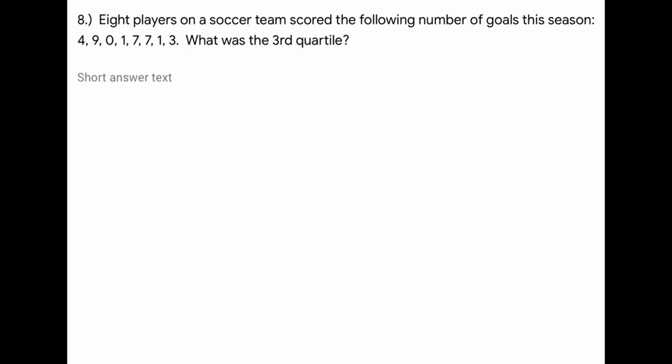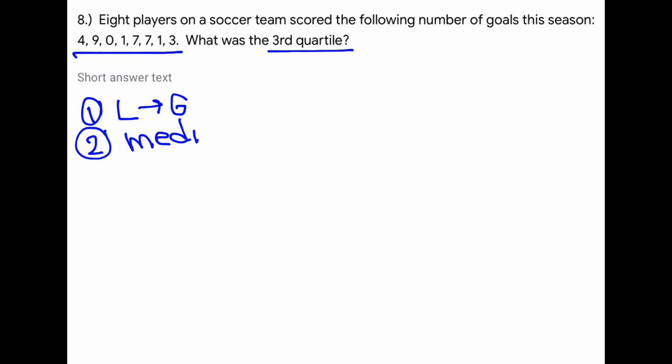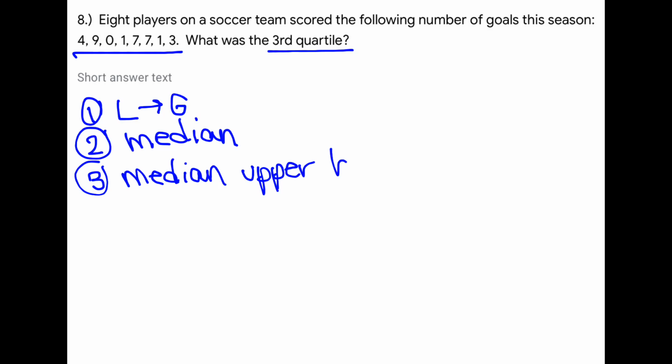8 players on a soccer team scored the following number of goals this season. Same set of data. Here's our goals. Now they want to know the third quartile. So we are ordering, once again, from least to greatest, which you should already have done. You only need to do it once to find out all this information. And in your last problem, you already found the median, so that step should be completed for you. And now you're going to find the median of the upper half, and that is on the right side of the median.